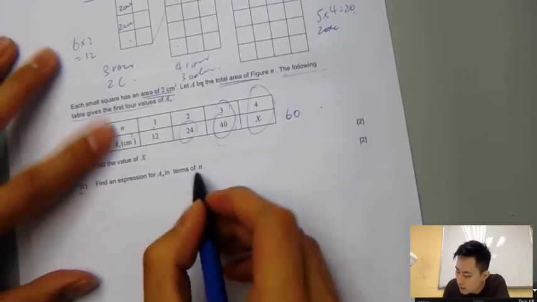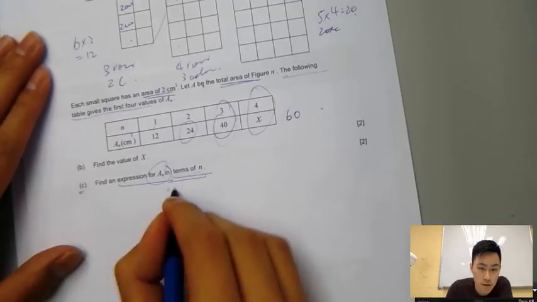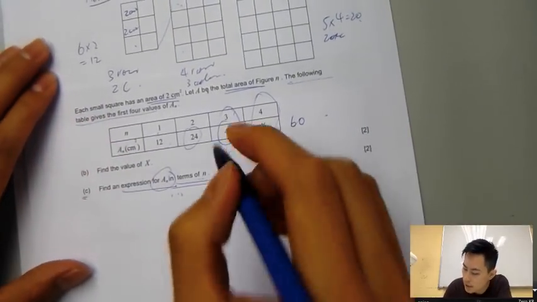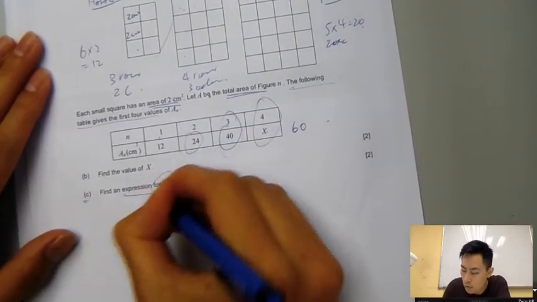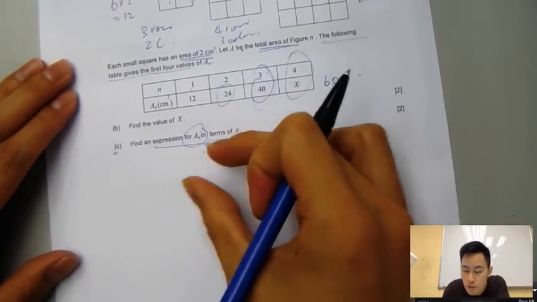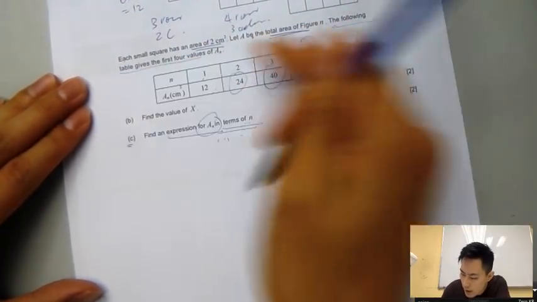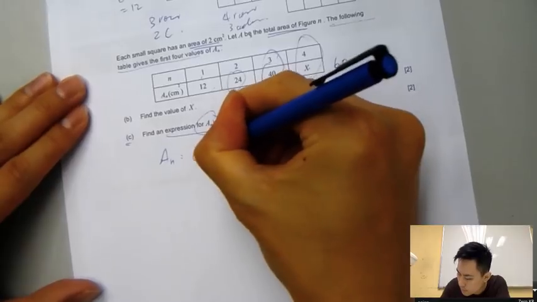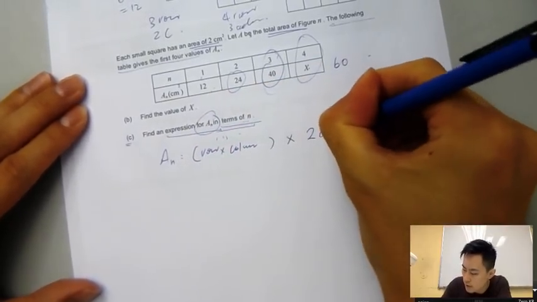Okay, and then finally, find the expression of an in terms of n. So this is what most students think is difficult, yeah? Because they know how to find the specific area, but they don't know how to find the general form for the area. So how do you do that? So first you need to figure out how you form the area of the figure, right? So we're actually doing the same steps. It's always the number of rows times the number of columns, right? And then times the 2 cm square.